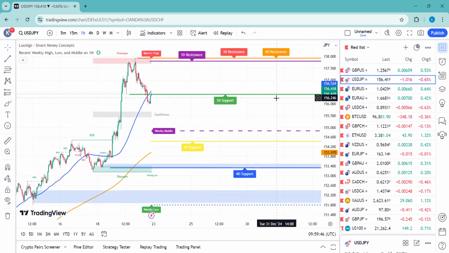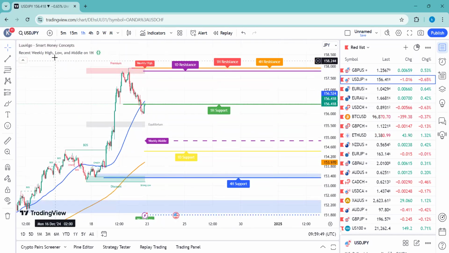Let's go over to the USD. You can see that the USD on the 1 hour time frame created a premium at the weekly high and the daily resistance, 1 hour resistance, 4 hour resistance. I can see that price tested the 1 hour support. I will definitely expect it to test towards the 4 hour support. So I'm expecting USD to drop down towards the daily support and the 4 hour support.